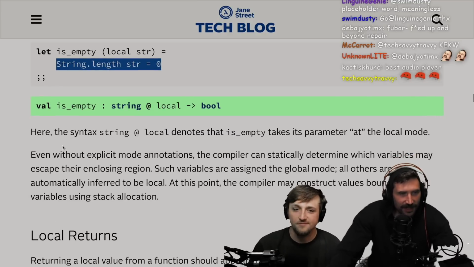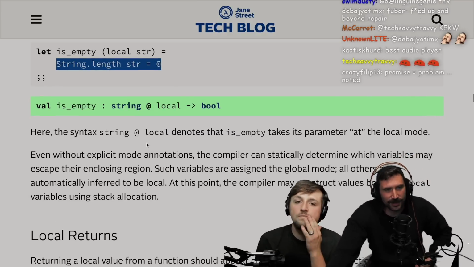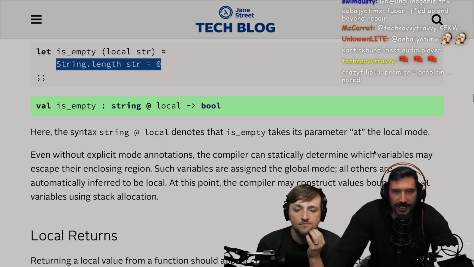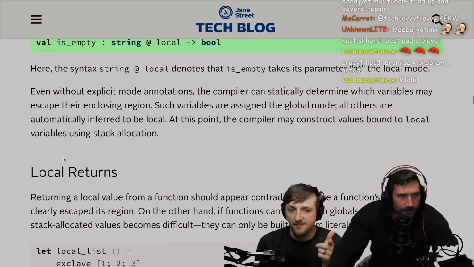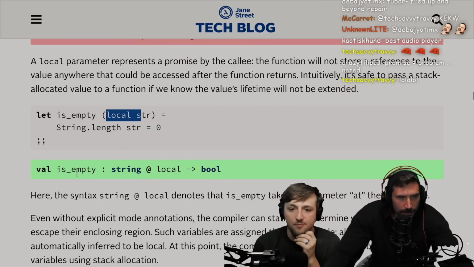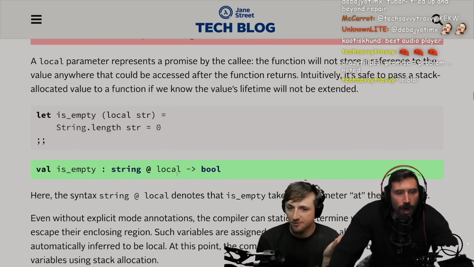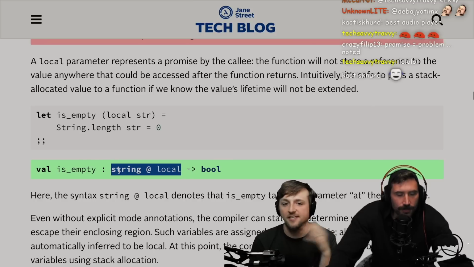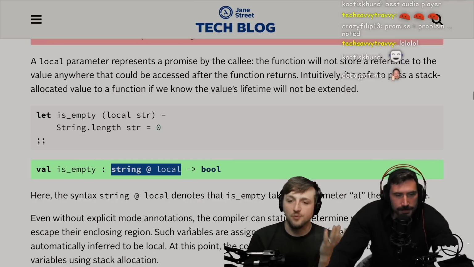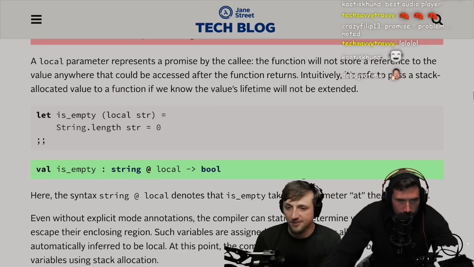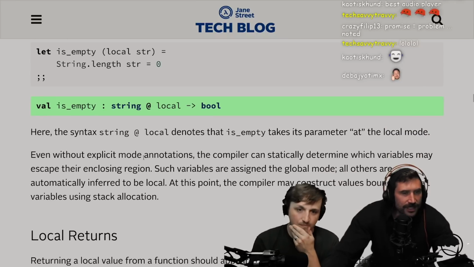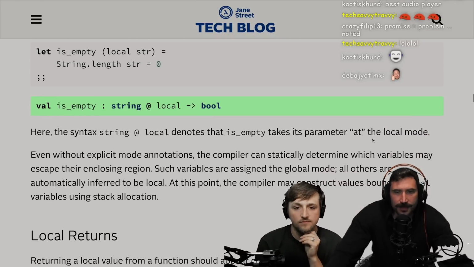Let's see here. The syntax string @ local denotes is_empty takes a parameter at the local mode. Okay, so that second one, the one in green, is the type of it, right? That's what you get when you're running utop and you execute it and it tells you what the type is. It says, hey, look, your first parameter is in the local mode, and then this thing returns a bool. Okay, that makes more sense.